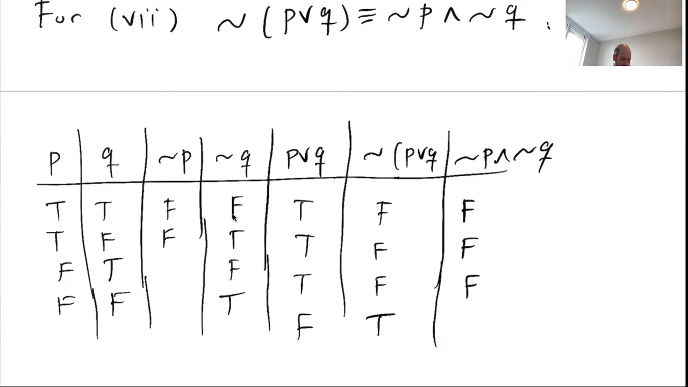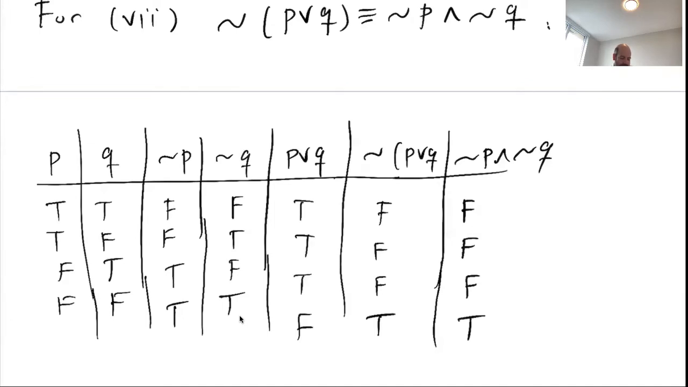Negation P is the opposite of P. So P was TTFF, so negation P would become FFTT. Right? So this will become F. So let's do it one more time. F and F is F. F and T is F. T and F is F. And the last row is T and T, which is true and true is true.